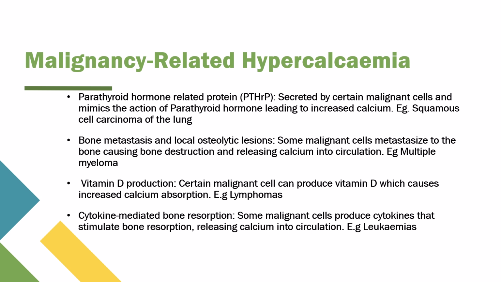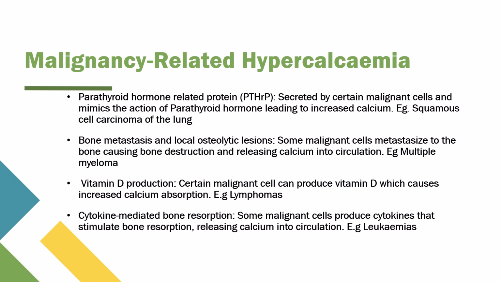However, certain malignant cells secrete a large amount of parathyroid hormone-related peptide, which behaves exactly like the parathyroid hormone, thereby causing an increased release of calcium from the bones and increased reabsorption of calcium from the GIT and the kidney. A very good example is the squamous cell carcinoma of the lung.